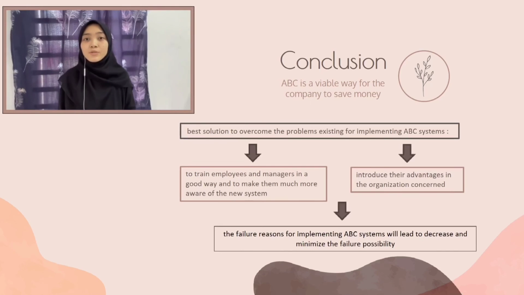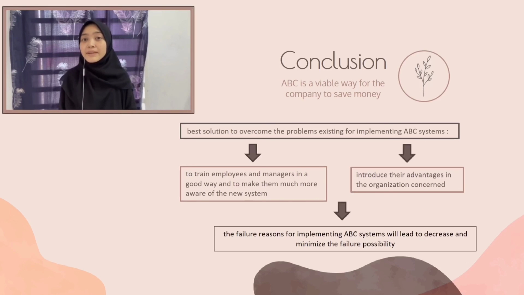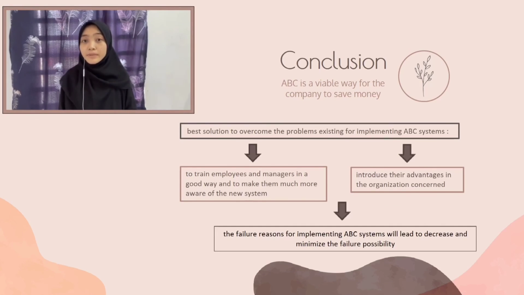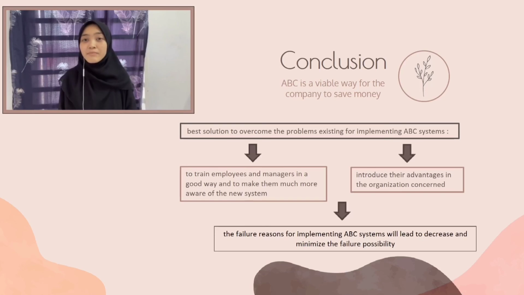In general, knowing the failure reasons for implementing ABC systems will lead to decreasing and minimizing the failure possibility. Such reasons can be predicted beforehand, and when they are ignored, the new system will fail. To reform this system, many financial and human resources will be destroyed. Being aware of the failure reasons, we can find solutions to remove the problems, and we can put in new approaches to achieve success. Therefore, in such conditions, organizations can enjoy the advantages of the ABC system and finally increase their value and be profitable.